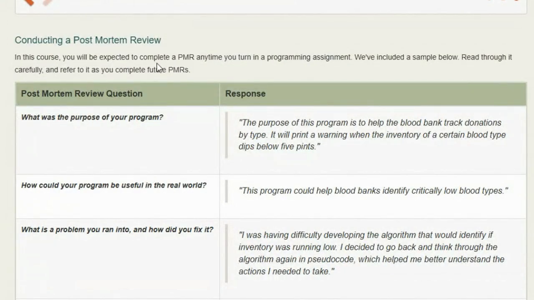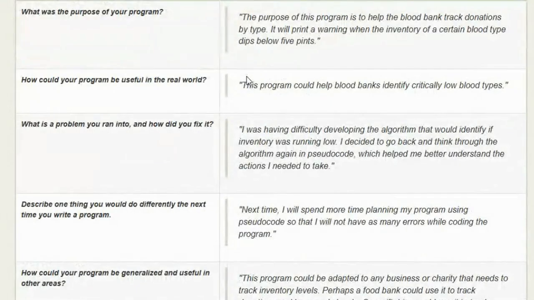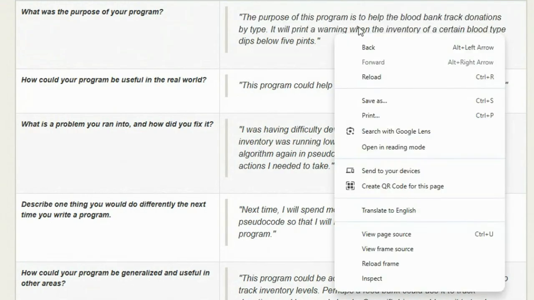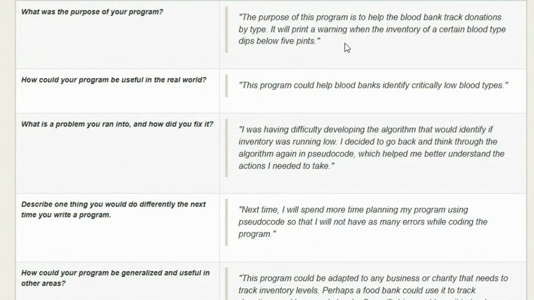In this course, you'll be expected to complete a PMR anytime you turn in a program. So we included a sample below. So let's look at this one. Post-mortem review. What was the purpose of your program? The purpose of my program was to help the blood bank track its donations by type. It will print a warning when the inventory of a certain blood type dips below 5 pints. Okay, we got 8 pints of A positive. We got 6 pints of A negative, whatever.